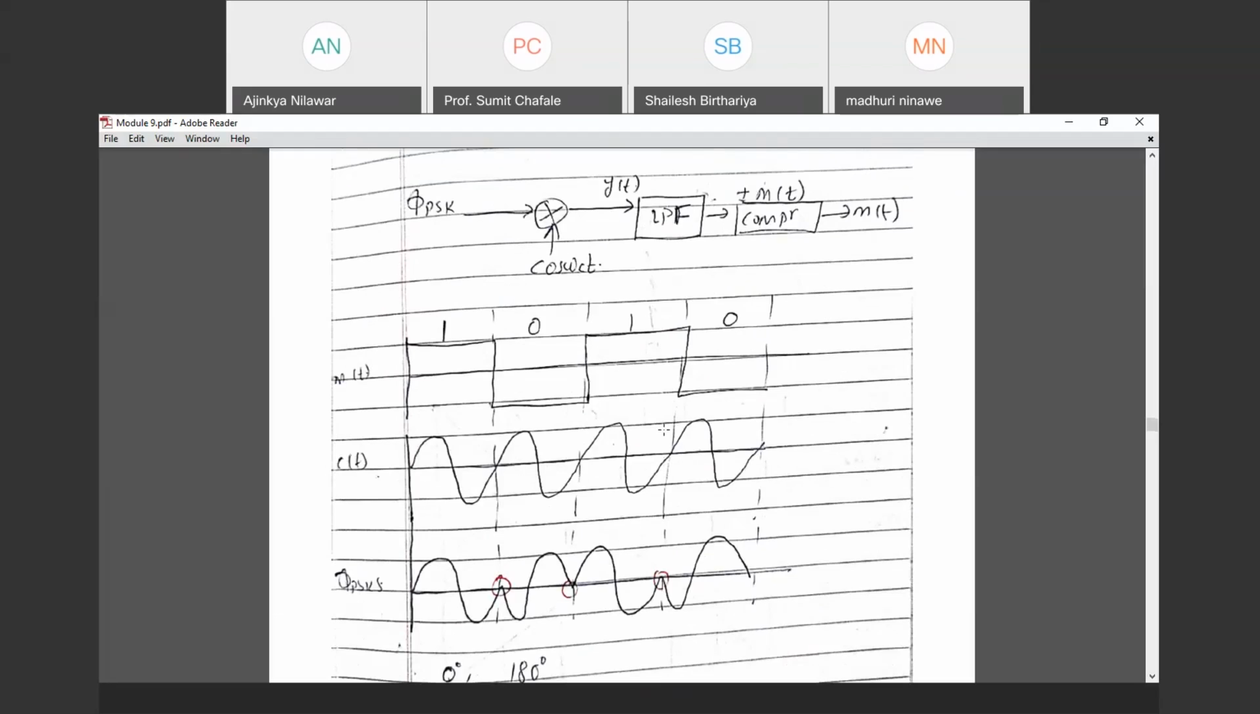Then in the case of frequency shifting, two frequencies we are using, either high frequency or low frequency. If data 0 is there, data will get multiplied by lower frequency. If data 1 is there, it will get multiplied by high frequency. And PSK, phase shift keying. Whenever data changes from 1 to 0 or 0 to 1, a phase shift of 180 degrees occurs.